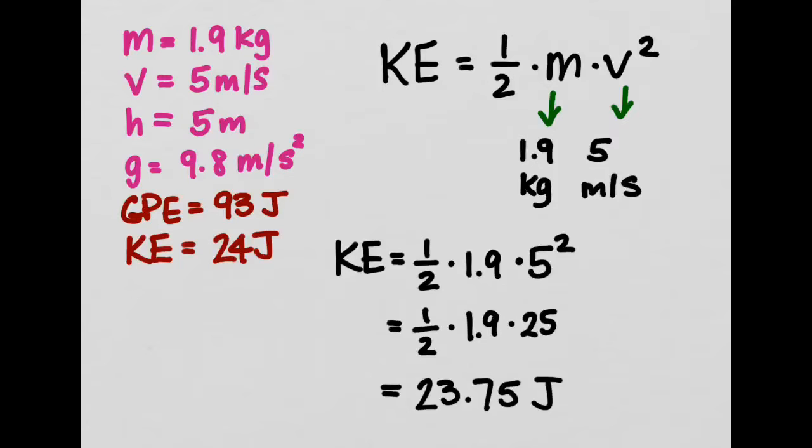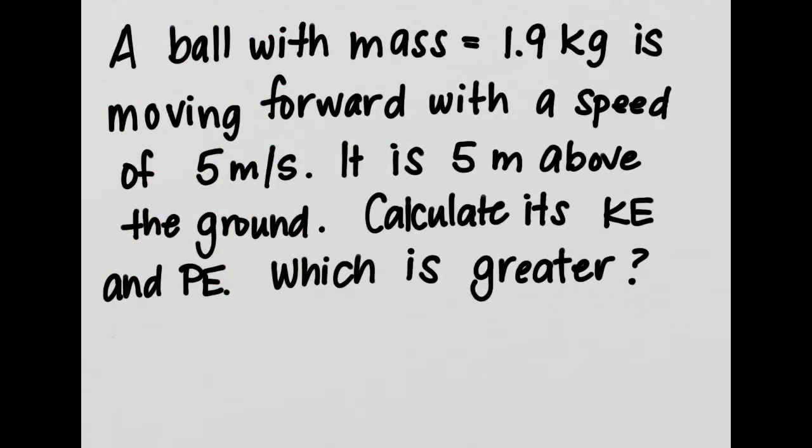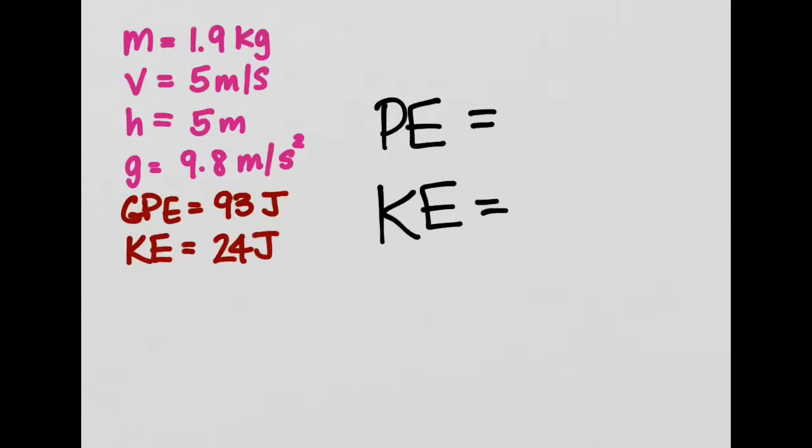The question didn't ask me what was the gravitational potential energy and the kinetic energy. The question asked me to calculate its KE and its PE and then tell me which one is greater. All right, so my kinetic energy was 24 joules, and my gravitational potential energy, or PE, was 93 joules. Which one is greater? The answer is the potential energy.